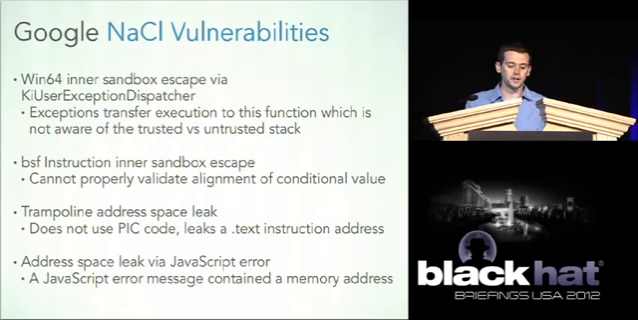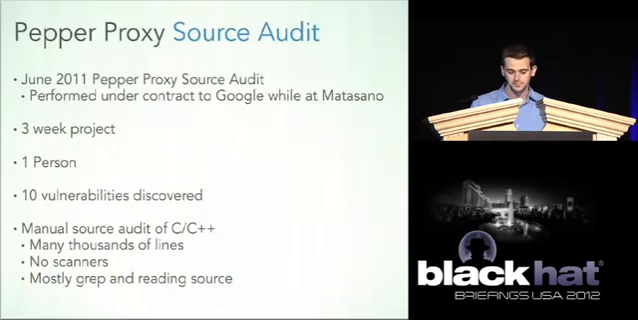There were a few minor ones like this trampoline address space leak. A NextC module could read the untrusted trampoline code in memory and pull out a trusted address and know where things were mapped in the trusted address space. Some minor stuff like address space leaks via JavaScript.